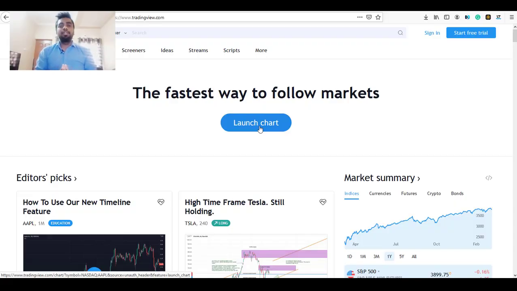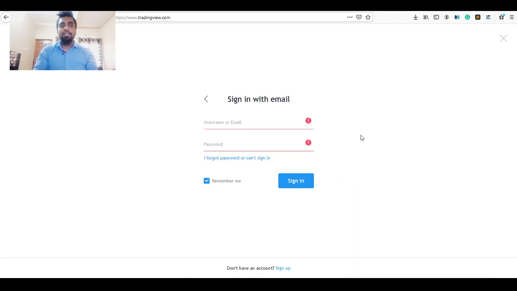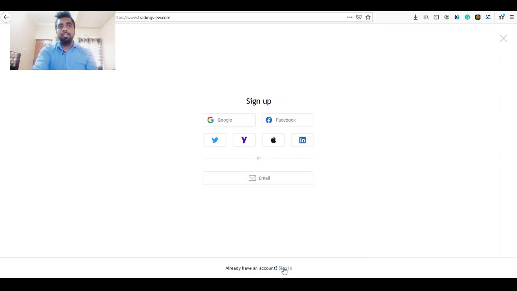So right now we are on the TradingView homepage. First we need to set up an account, because without an account we cannot place paper trading trades. For that we need to click here where it says sign in. After clicking sign in, you can also see downside where it says sign up. So click that. Using Gmail, Facebook, Twitter, Yahoo or Apple ID or LinkedIn, you can set up an account with TradingView.